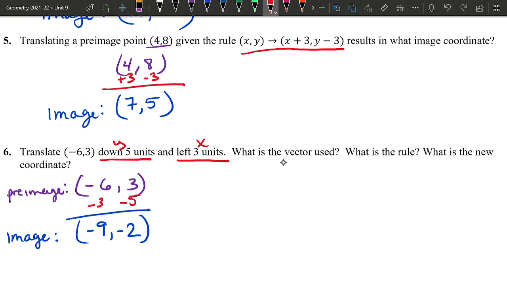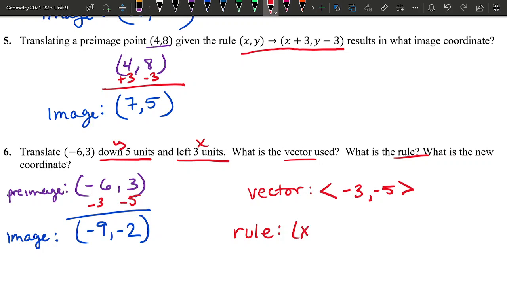And then it also asks me, what is the vector? Well, that's the change, right? Written with vector parentheses, negative 3, negative 5. And it says, what is the rule? So the rule is the same information, but given as the point x, y becomes x minus 3, y minus 5.